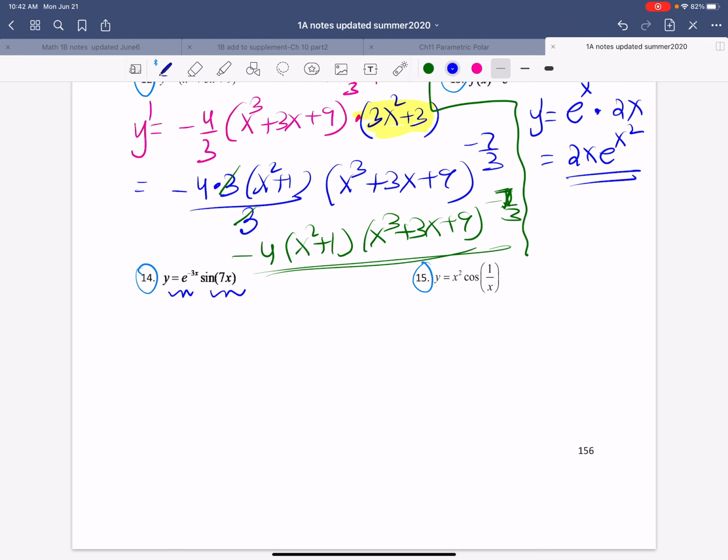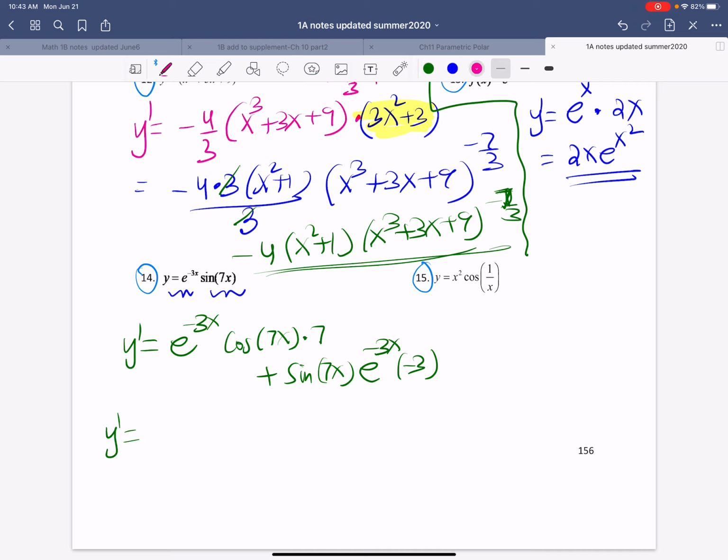Next, it looks like we would have to do the product rule and chain rule both. So we're notching it up, and now problems will be getting a little bit harder. So y prime, let's go ahead and use the product rule. E to the power negative 3x, first function stays as it is. What is the derivative of sine 7x? That's going to be cosine of 7x times 7. Plus, the second function stays as it is, times the derivative of the first function, which is e to the power negative 3x times negative 3. So my derivative in this case is 7 e to the power negative 3x cosine of 7x minus 3 e to the power negative 3x sine of 7x.